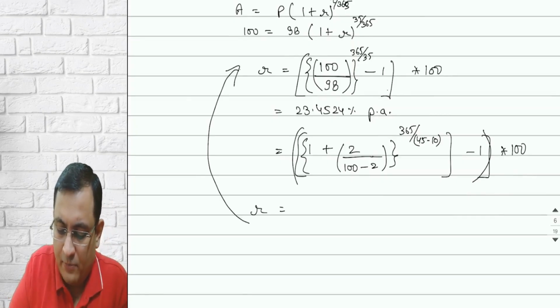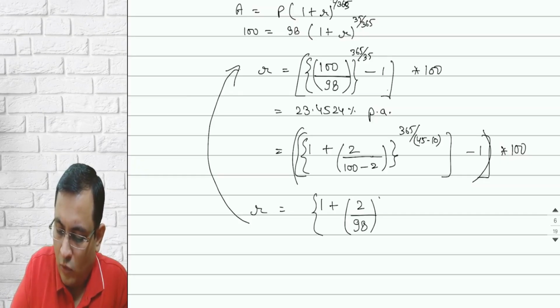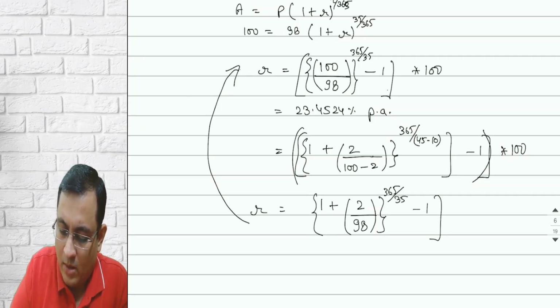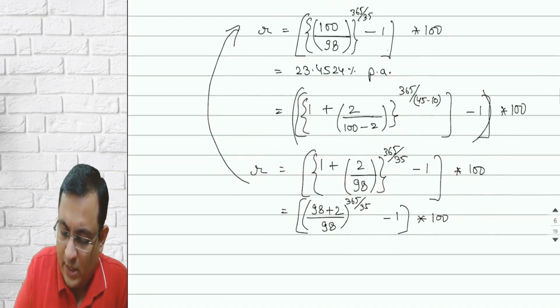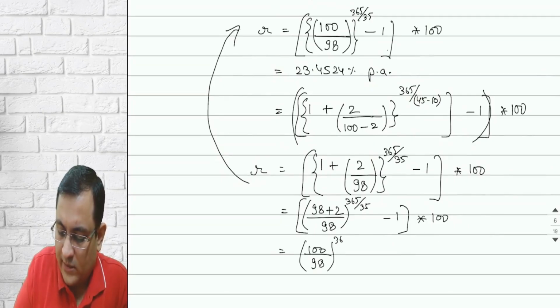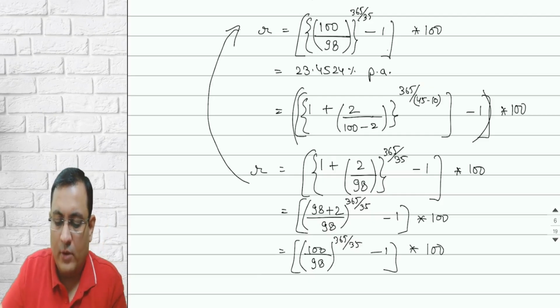It is 100 times (1 plus 2 by 98) whole power 365 upon 35, minus 1, whole multiplied by 100. Now this equals (98 plus 2) upon 98, to the power 365 upon 35, minus 1, multiplied by 100, which equals 100 upon 98, to the power 365 upon 35, minus 1, multiplied by 100. So both the formulas are the same.